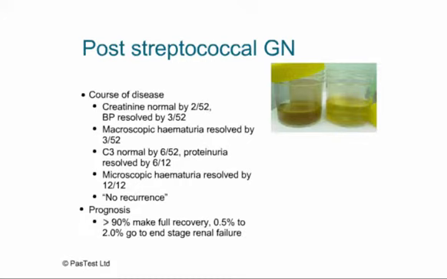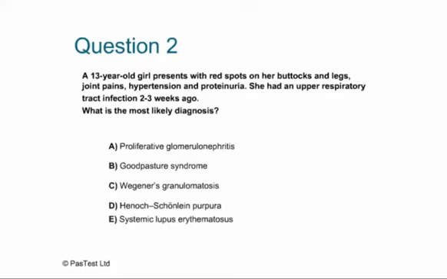Let's move on now to the second question, which is a 13-year-old girl presents with red spots on her buttocks and legs. She has joint pains, hypertension and proteinuria. She had an upper respiratory tract infection 2 to 3 weeks ago. This is a best of 5, so what's the most likely diagnosis? Is it A, proliferative glomerulonephritis, B, Goodpasture syndrome, C, Wegener's granulomatosis, D, Henoch-Schönlein purpura, or E, systemic lupus erythematosus? The answer's Henoch-Schönlein purpura.